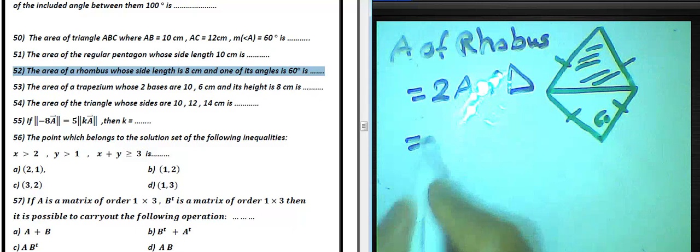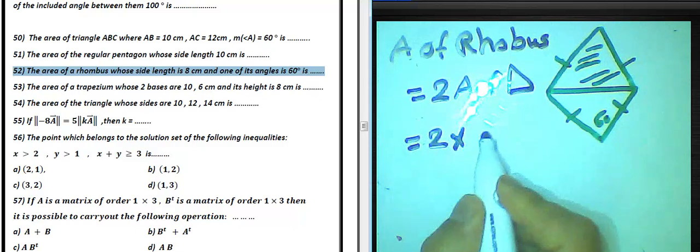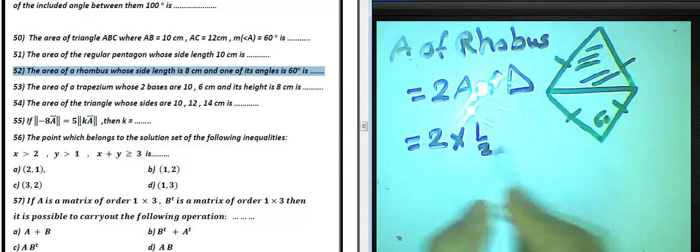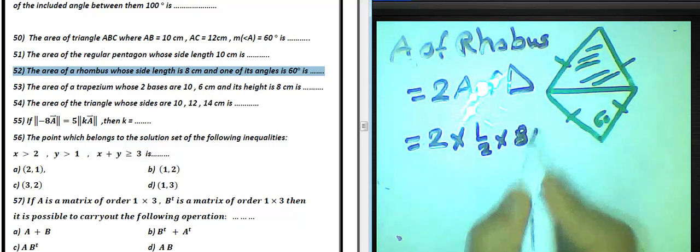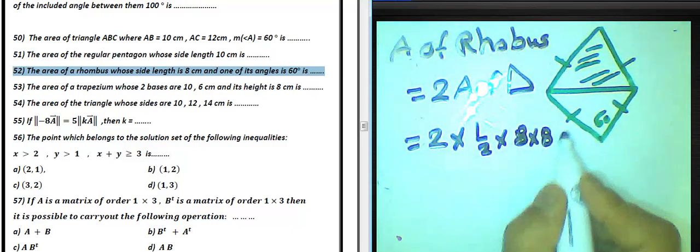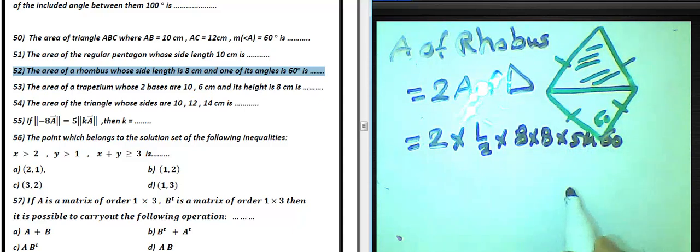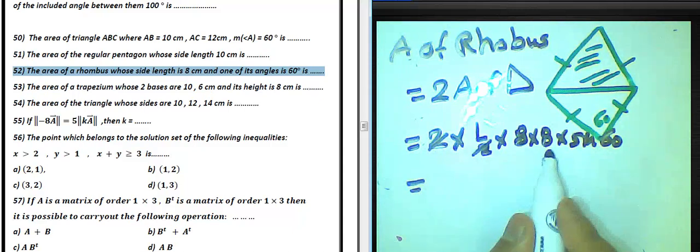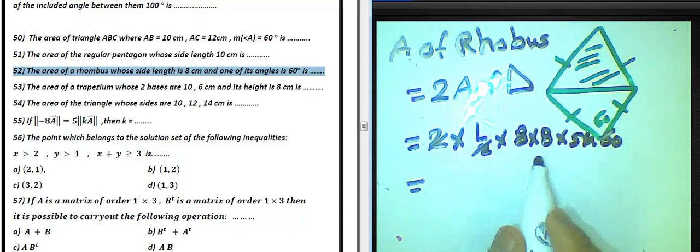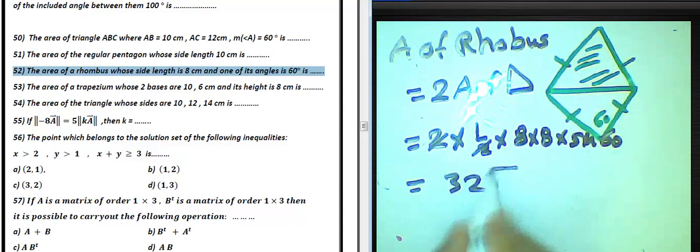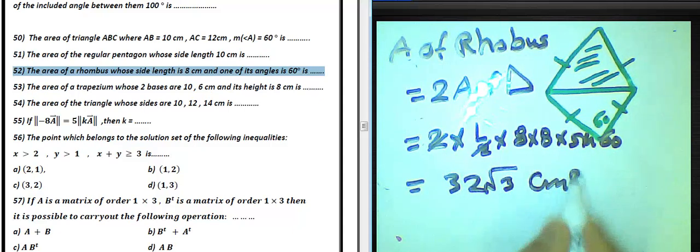We know the area of a triangle means half multiplied by side multiplied by side multiplied by sine theta. Theta was 60 degrees. The result will be what? 8 times 8 equals 64. 64 multiplied by root 3 over 2 will be 32 root 3 square centimeters. It's the area of the rhombus.